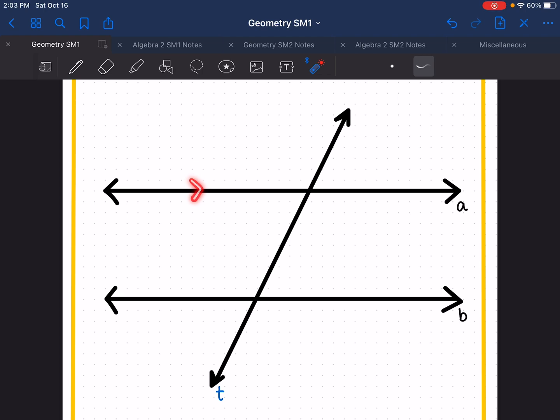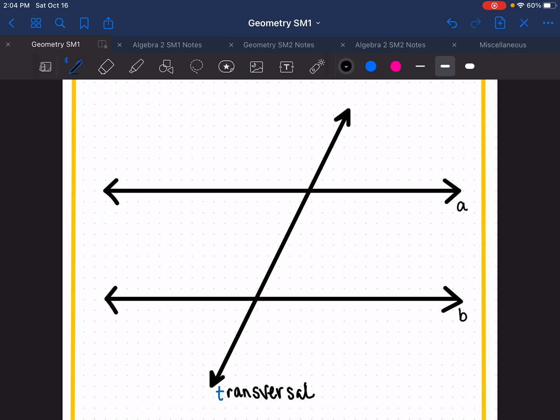Or by marking the picture with this symbol. It could be there, it could be here, it doesn't matter, but both lines need to have that symbol. Sometimes you see it as a shaded in triangle, but it's going to appear on both of the lines A and B. That means that T, which I purposely use the letter T for, is my transversal. So there's my transversal, because it is intersecting line A right here and line B right there.